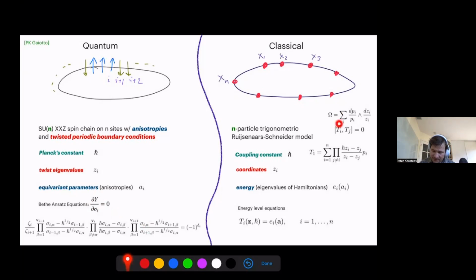Now on the classical side, we have the n-particle trigonometric Ruijsenaars-Schneider system, where the coupling constant is h bar, the Planck's constant from the spin chain story. Here's the example of the first Hamiltonian. Again, we've seen this many times already in this workshop. Now the coordinates of TRS are the twist variables, and the energy levels, the eigenvalues of the TRS Hamiltonians, are elementary symmetric polynomials of the equivariant parameters. And these Hamiltonians commute with each other, so they have a common set of eigenvalues. We're talking about classical stuff, but anyhow, you look at the energy levels of these Hamiltonians.